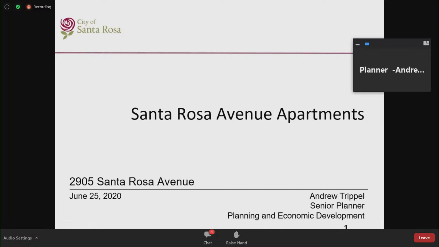The next item is planning application for minor design review for the Santa Rosa Avenue Apartments located at 2905 Santa Rosa Avenue. This is a required planning entitlement for this project, and a pre-application neighborhood meeting and pre-application concept design review by the Design Review Board were also required prior to submitting for minor design review. Next slide, please.